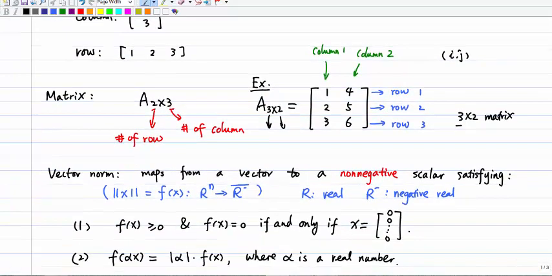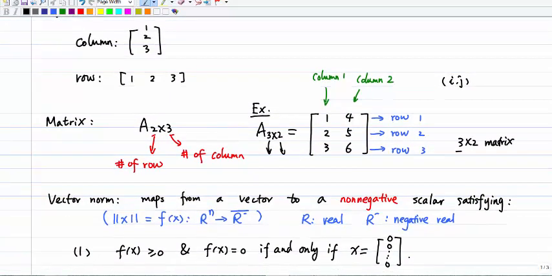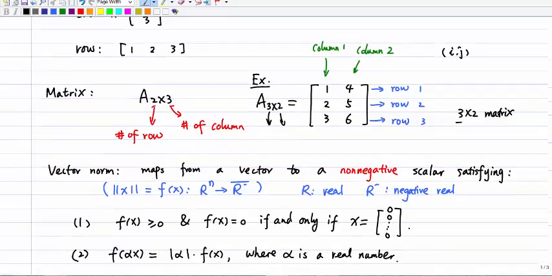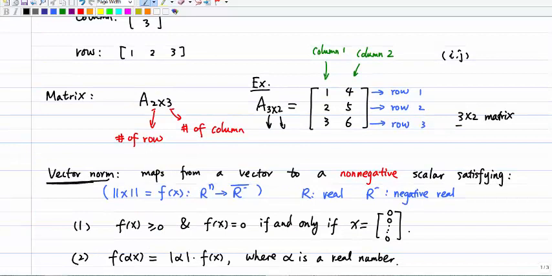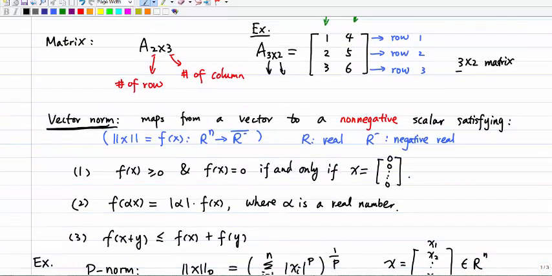So for the vector, there's one fundamental property we talk about, called the vector norm. The vector norm is a map from a vector to a non-negative scalar, satisfying two basic properties. So the vector norm is a property of the vector. It maps from the vector itself to a non-negative scalar, satisfying the following three properties.